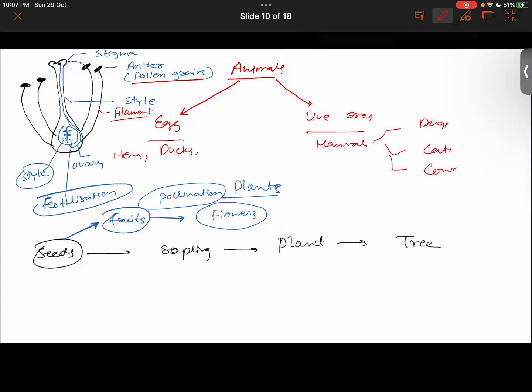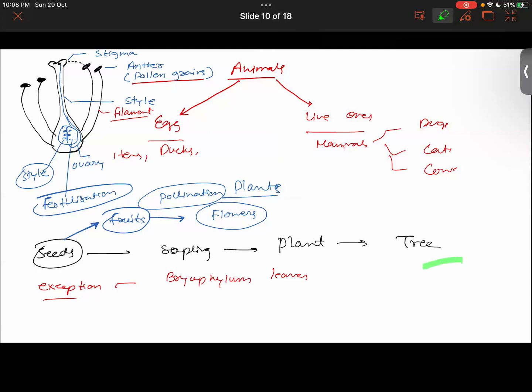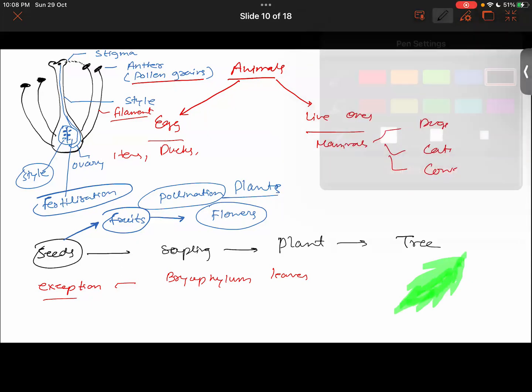What are some of the exceptions? Have you seen bryophyllum leaves? Bryophyllum leaf is a very interesting type of leaf in which you get to observe that new plants can grow from leaves. Ever heard of that thing? कभी सुना आपने कि new plants can actually grow from a piece of leaf?